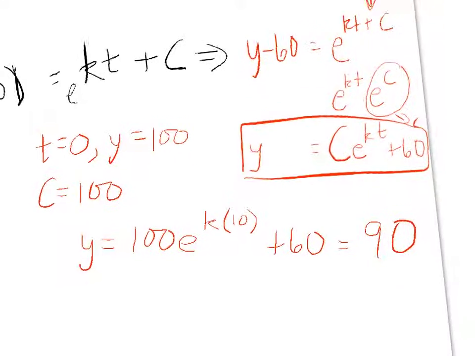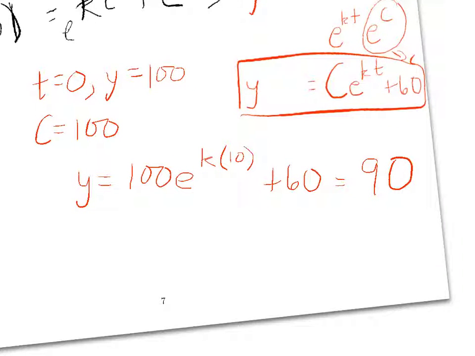Now we can rearrange and solve for k, and for the sake of time, I'm just going to flip through that, okay? k is negative 0.02877. Is that true? Is that what we expect? Why do we expect k to be negative? What's decreasing? Decay. The temperature is decreasing, right?